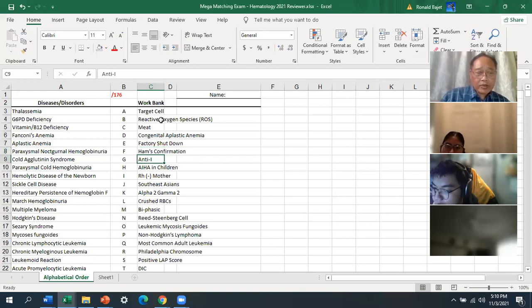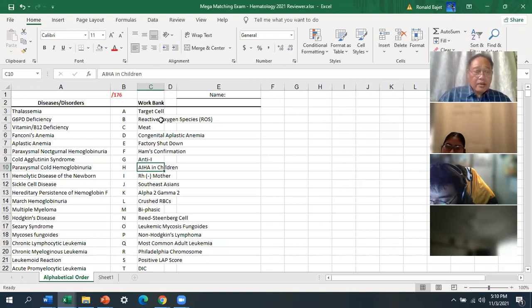Cold hemagglutinin syndrome is anti-I. Remember, for cold agglutinins, it's anti-I. It's not going to be a direct definition, but it's going to be a term that's associated with that disease, like PCH is autoimmune hemolytic anemia in children. Remember that?